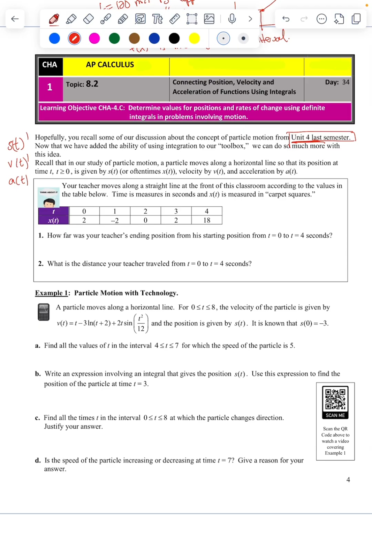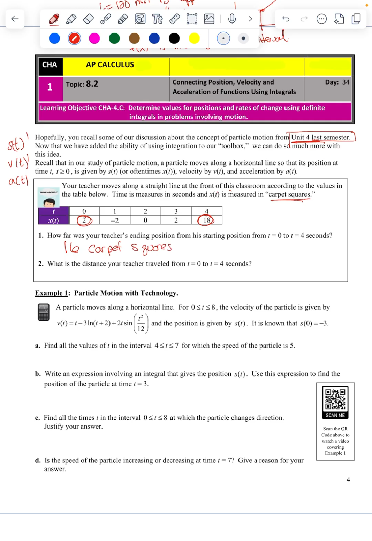So your teacher moves along a straight line at the front of this classroom. According to the values of the table, time is measured in seconds and x of t is measured in carpet squares. How far was your teacher's position from his starting position? So from t equals 0 to t equals 4. Well, at his starting position, he was at 2. When he ended, he was at 16. So he was 16 carpet squares away, right?